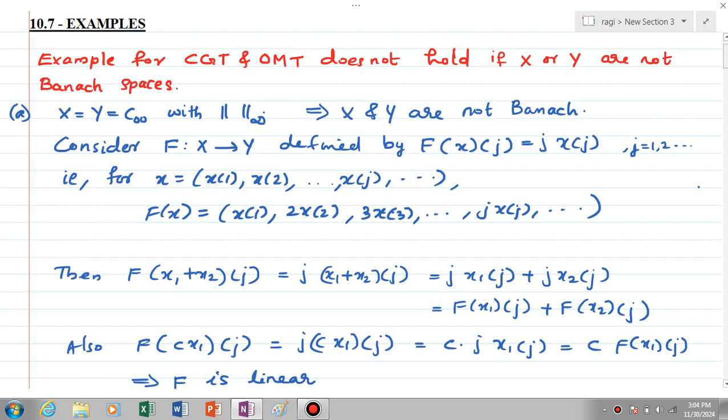Welcome all. Now we are going to discuss some examples in the section 10.7. First we will see an example for the closed graph theorem and the open mapping theorem does not hold if X or Y are not Banach spaces. Okay. Consider X equal to Y equal to c_00 with norm infinity.